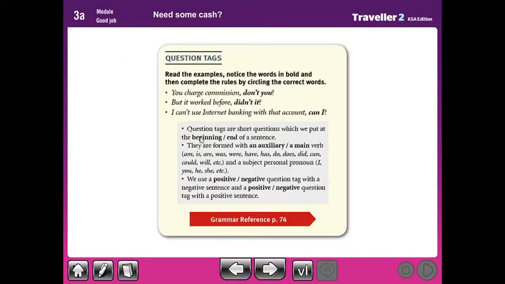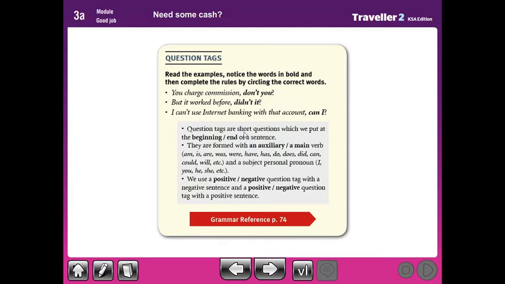Now we are going to talk about question tags. Read the examples, notice the words in bold, and then complete the rules by circling the correct words. You charge commission. You charge commission, don't you? In this sentence, we have the verb charge. Don't you is the question tag. But it worked before, didn't it? I can't use internet banking with that account, can I?